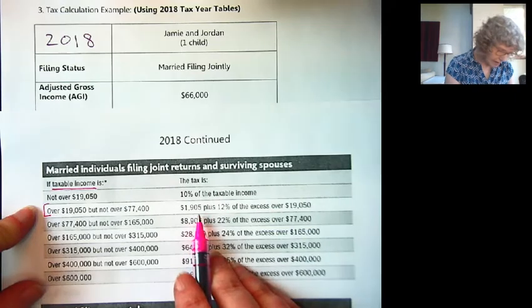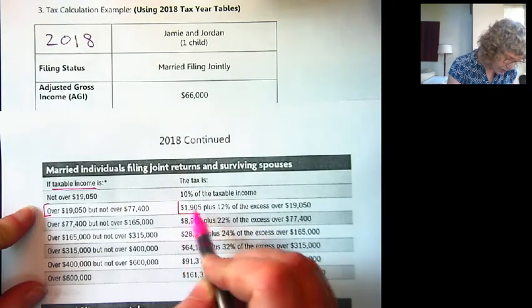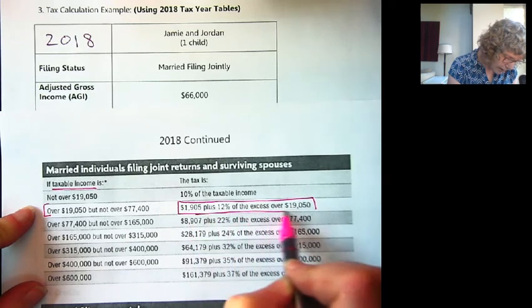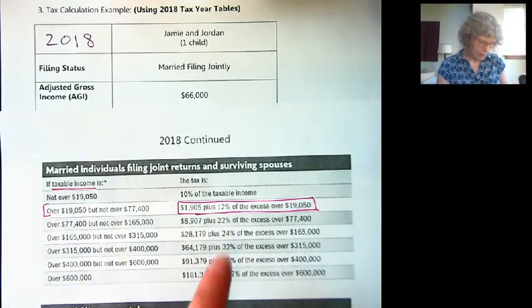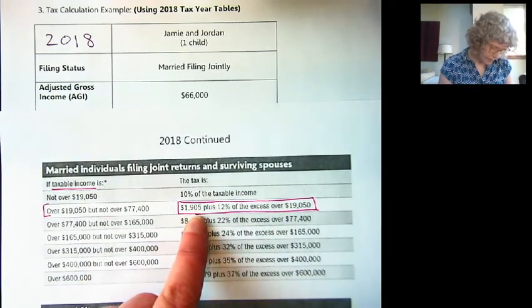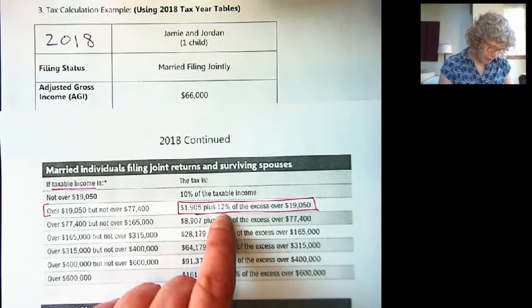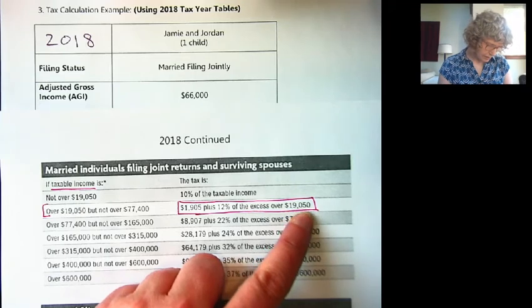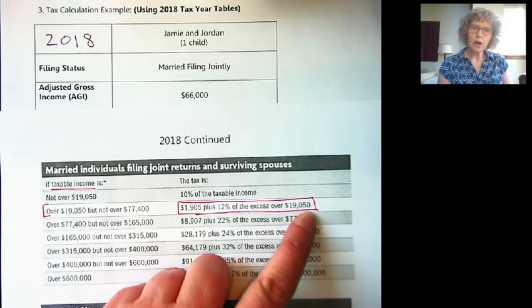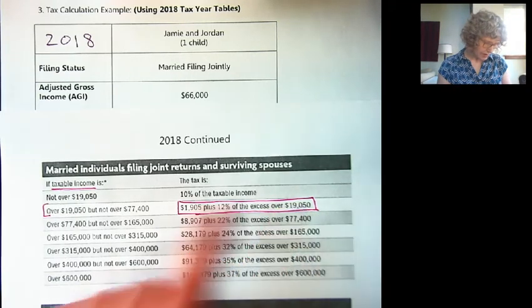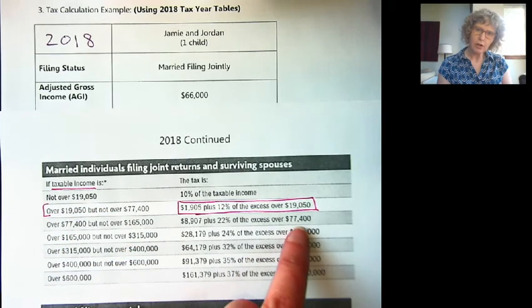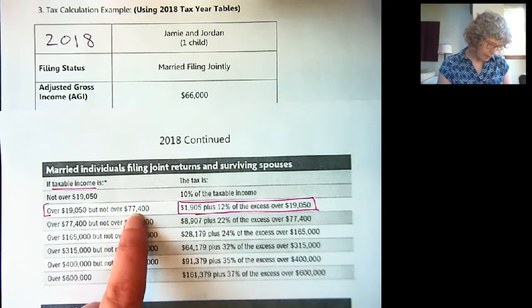And so this is the calculation we're going to use. And the table tells us what to do. It says $1,905 plus 12% of the excess over $19,050. So on this table, do you see how this number is the same as that one? You'll notice that on every row. This $77,400 is the same as that one.